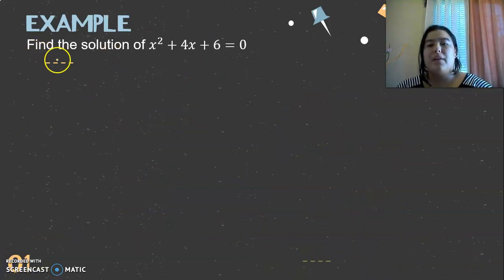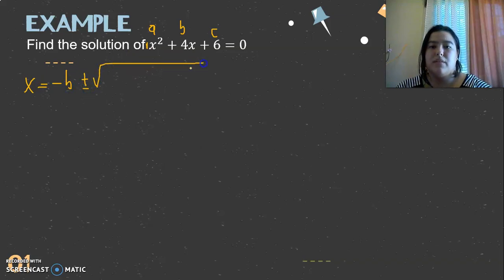In the second example, we have to find the solution of x to the second power plus 4x plus 6 equals 0. ABC will be: A is 1, okay, B is 4, and C is 6. So now we have to change the values in the quadratic formula. So x equals negative b, positive or negative, square root of negative b, no, wait, let me erase, because b is positive.